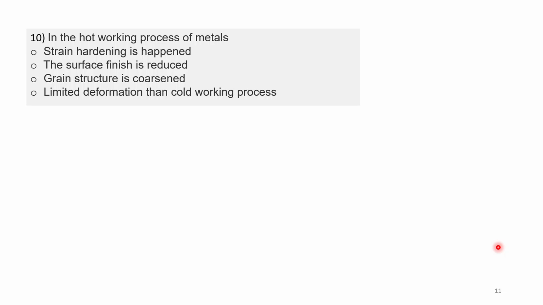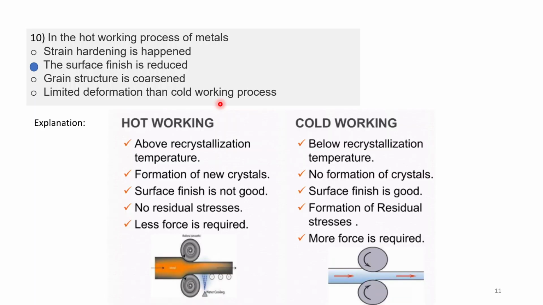Next question is, in the hot metal working processes of metals, your options are: strain hardening happens, the surface finish is reduced, grain structure is coarsened, or limited deformation than the cold working processes. So which one should be the correct answer? In case of hot working, the other options are incorrect except that the surface finish is reduced. So this is the comparison for hot working and cold working.